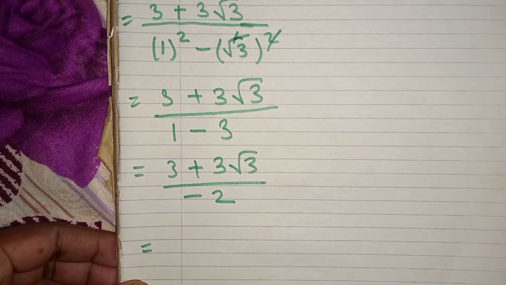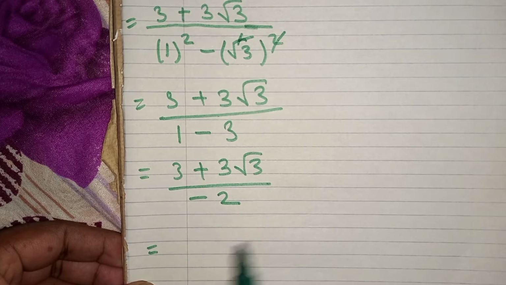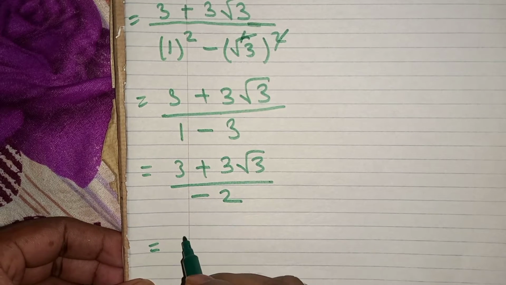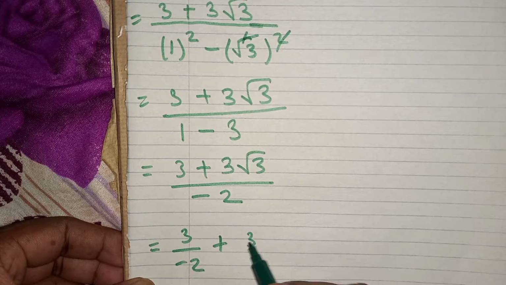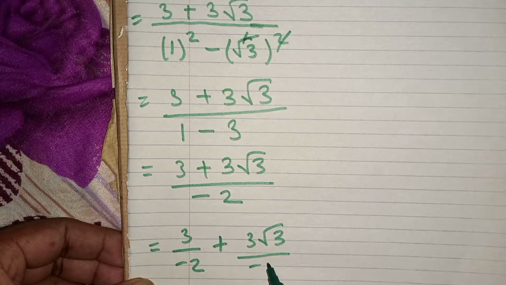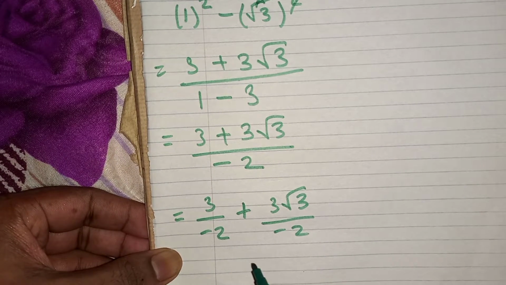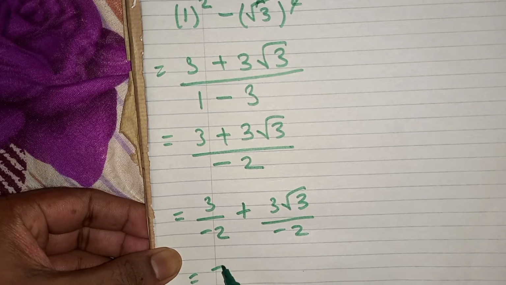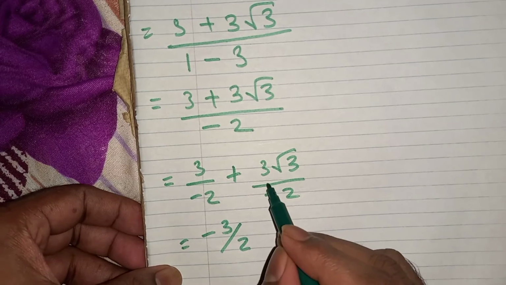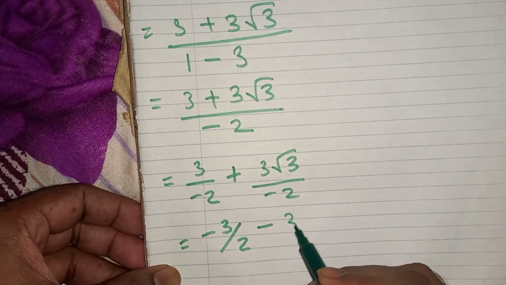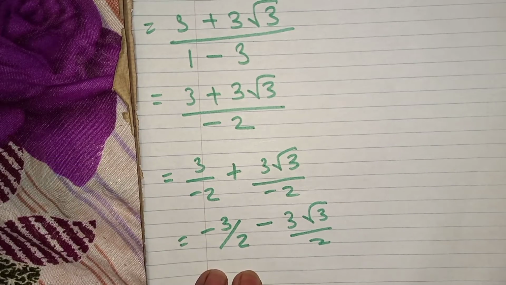Okay, so we can leave our answer here, but if you want to simplify more, you can say 3 divided by negative 2 plus 3 root 3 divided by negative 2. Okay, so this will be minus 3 over 2, and this will become minus 3 root 3 over 2. Okay.